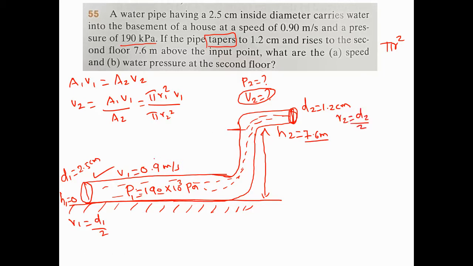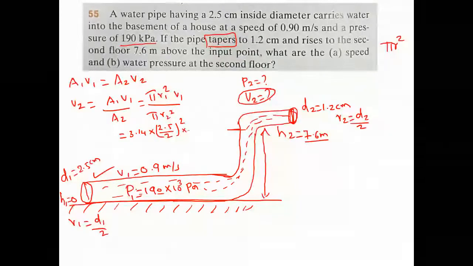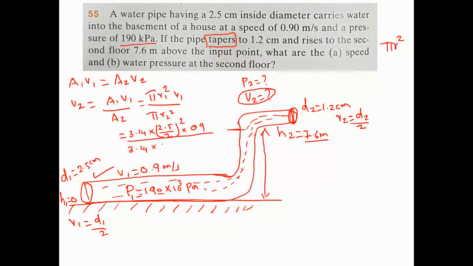So substitute the values. 3.14 multiplied by r1, 2.5 divided by 2, the whole square, multiplied by my V1, 0.9, divided by 3.14 multiplied by d2, 1.2 divided by 2, the whole square. When you work this out with your calculator, you will get V2 as 3.91 meter per second. Clear? This is the answer for the first question. Understand?